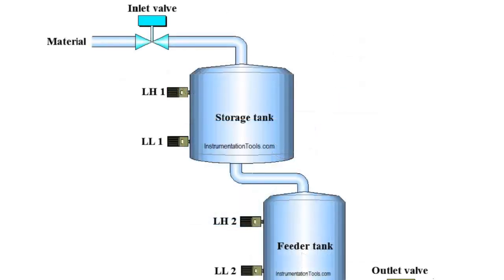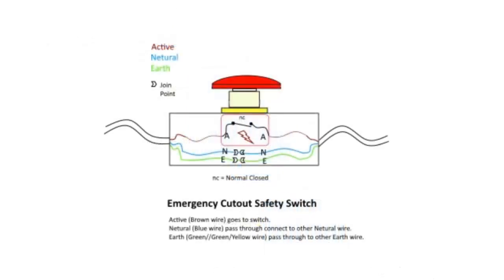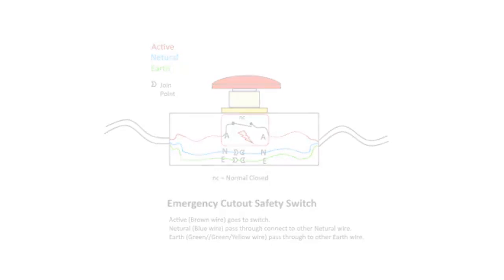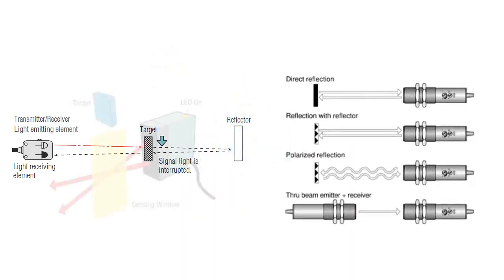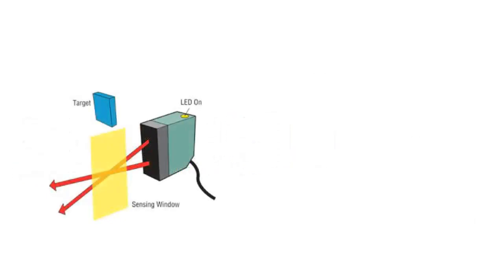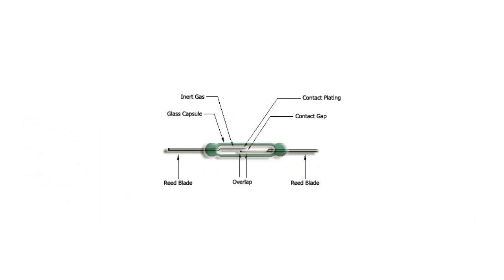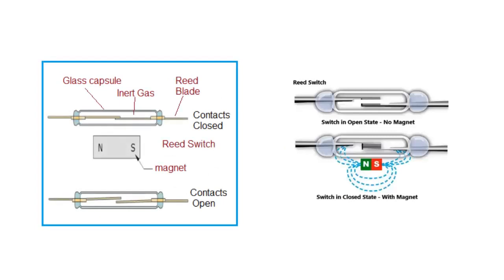Safety interlocks ensure safe operation by monitoring access doors, guarding devices, or emergency stop buttons. Probes, used to measure specific parameters like pH, conductivity, or humidity. Photoelectric sensors detect the presence or absence of objects using light beams. Reed switches, magnetic switches activated by the presence of a magnetic field.